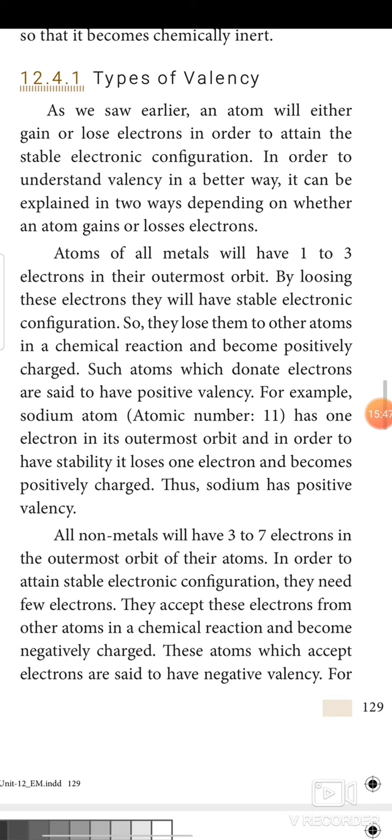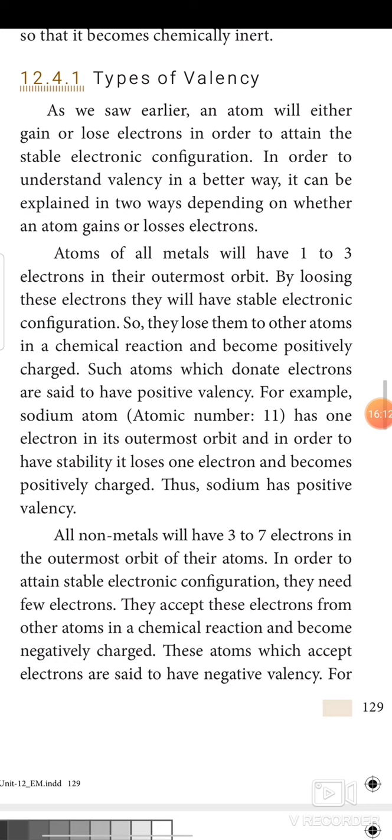The sodium has positive valency. All non-metals will have 3 to 7 electrons in the outermost orbit of their atoms. In order to attain stable electronic configuration, they need a few electrons. So, they accept these electrons from other atoms in a chemical reaction and become negatively charged. These atoms which accept electrons are said to have negative valency.